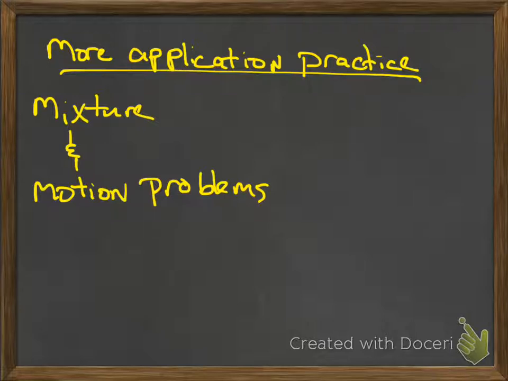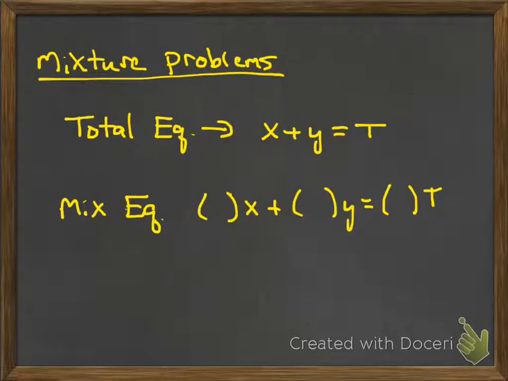Now, with mixture problems, you have two types of equations. You have a total equation that will always read x plus y equals the total. For pretty much all the examples you're going to see, that's what you'll see. Then you have a mixed equation, where it's basically like the total equation, but you've got some number times the x plus some number times the y equals some number times the total. So they don't really deviate from this. Keep that in mind for your mixture problems. So let's look at our first example.